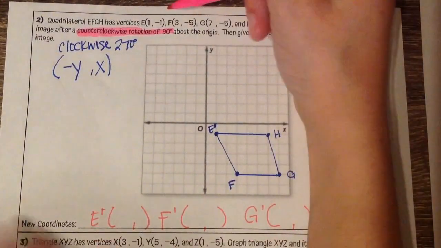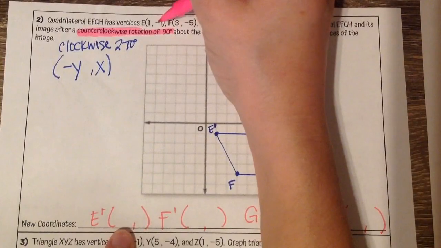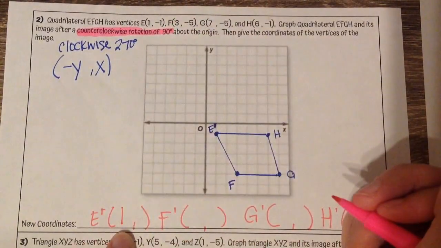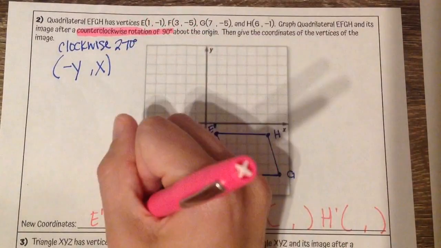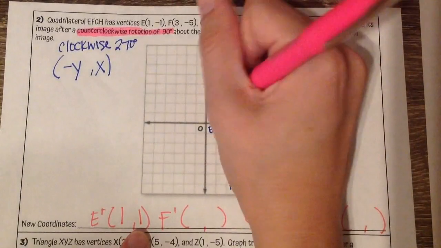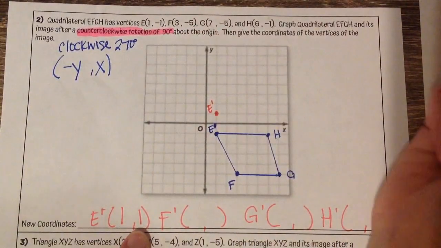So for E, the new x value should be the opposite of the original y. So the original y is -1, so the opposite of that is 1. And then our new y value should be the original x, which is 1. So that goes to 1, 1 is E prime.